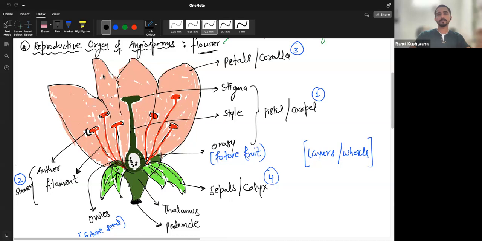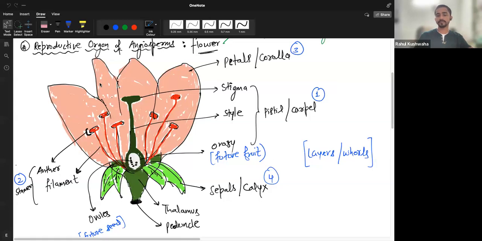The first layer, which is the innermost layer, is the pistil, which is the female reproductive part. Then comes the stamen. Then comes the petals or corolla. Then comes the sepals or calyx.